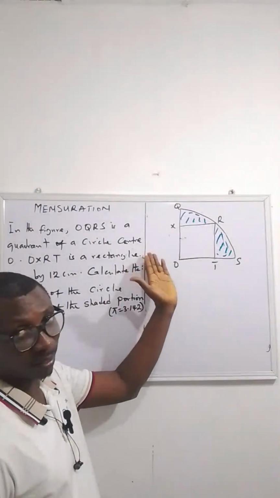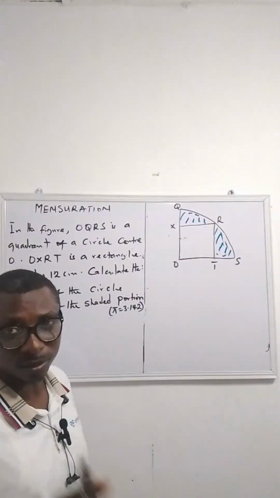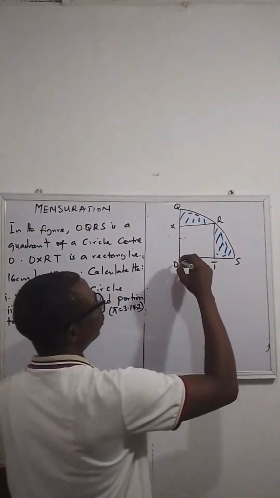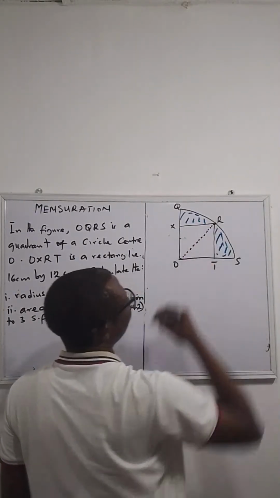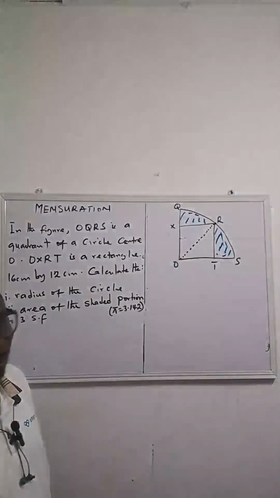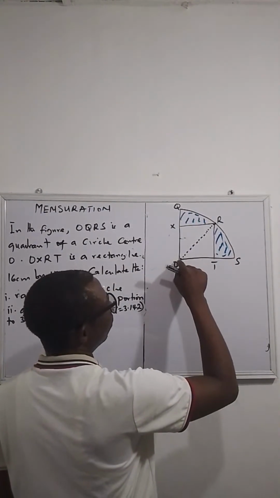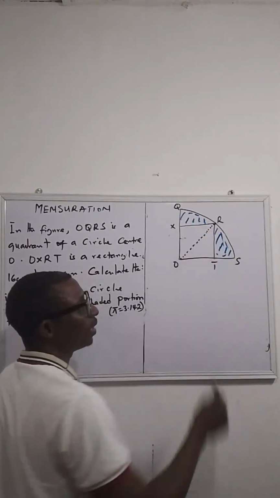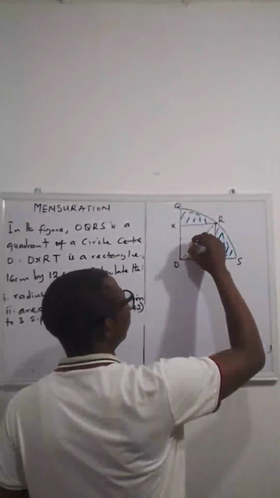There are several things that are even pointing out the angle, that this is also 90. But that is not what we even need now. So what I'm going to do now is just to draw a construction line here, because I want to get the radius. OS is the radius, OQ is the radius, OR is also the radius. All right, so now this is the one I'm going to use.